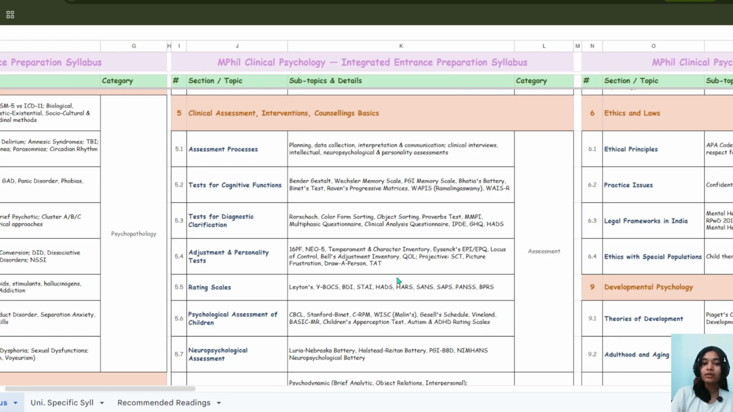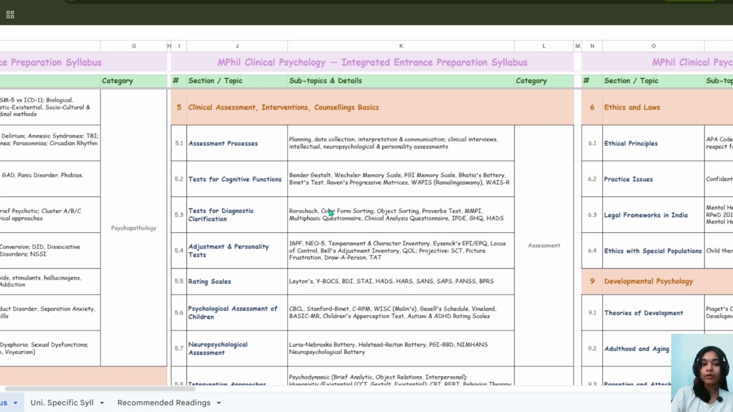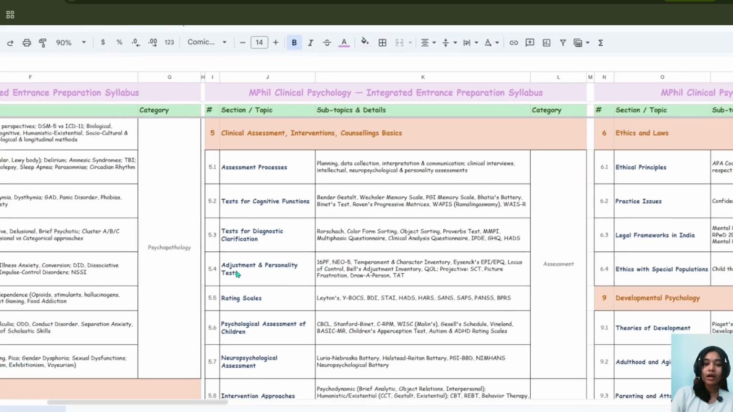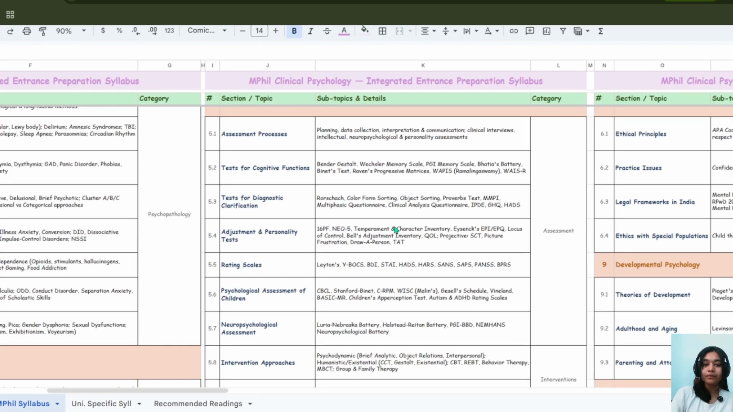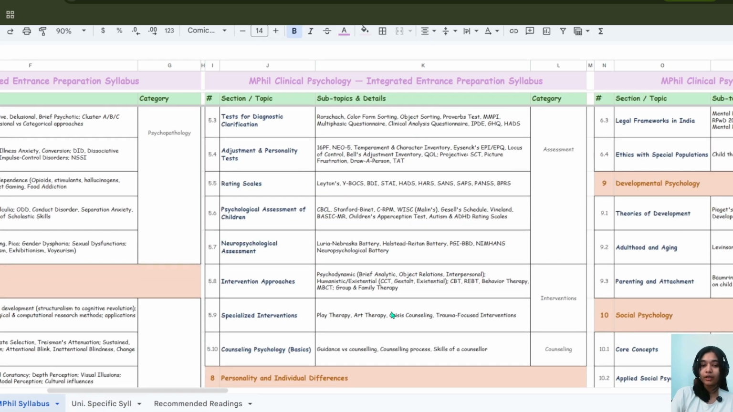Then comes your psychometric tests, interventions and counselling. So you have to understand how an assessment is planned. What are the different tests that you have to understand? I have mentioned the names also, which are really important for you to go through. Then tests for diagnostic clarifications as well, for example the Rorschach, then color form sorting. You have to go through all of these as well. These are just a list of tests that you should go through before attempting the exam, because there are different types of scales and tests: rating scales, inventories, screening tests, personality tests, neuropsychological tests. So you should go through all of these and prepare accordingly.